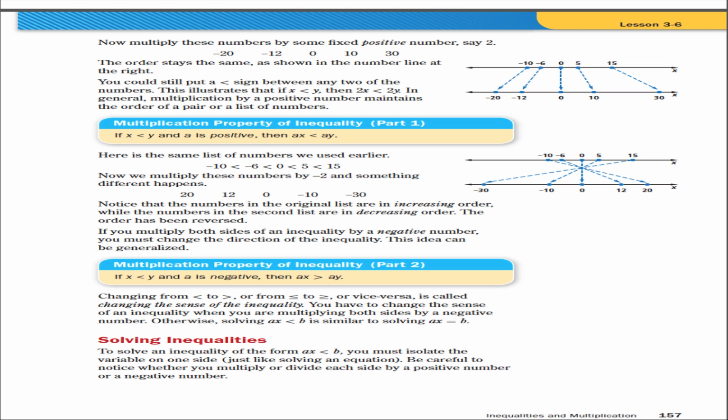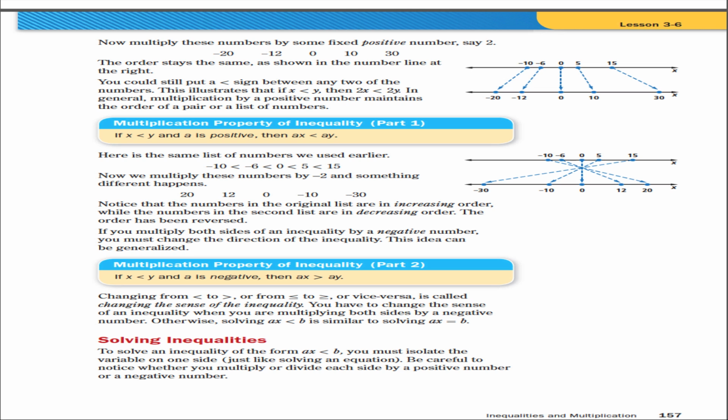the inequality. The difference here in multiplication is that if x is less than y and a is a positive number, then multiplying x and y by a has the inequality having the same direction. In other words, ax is less than ay.